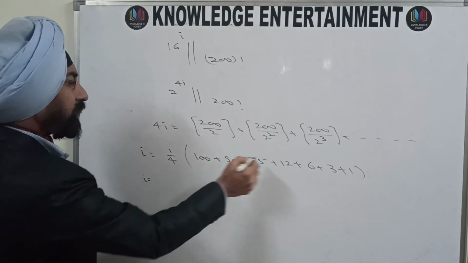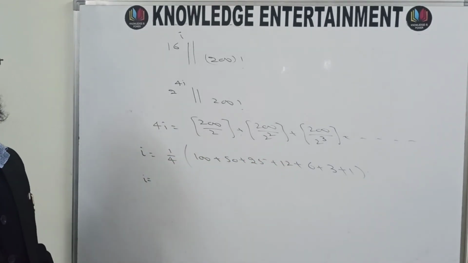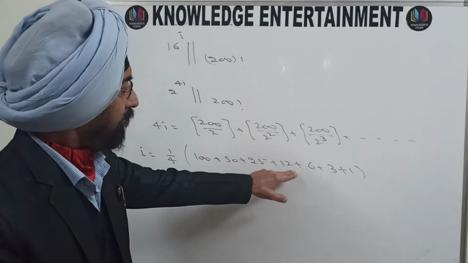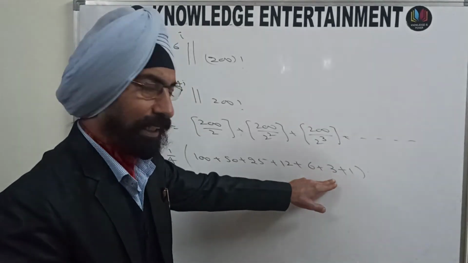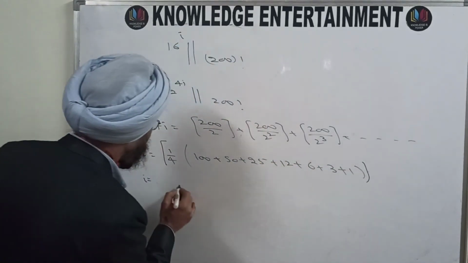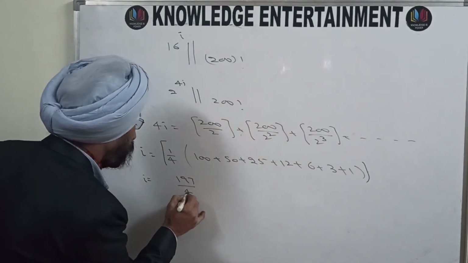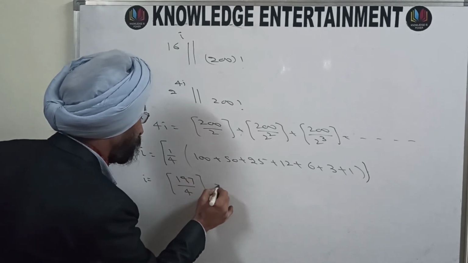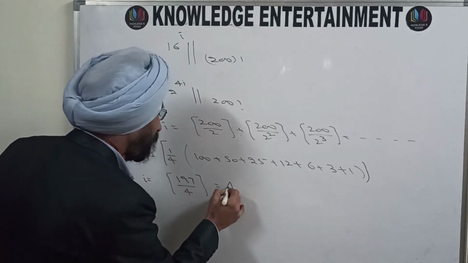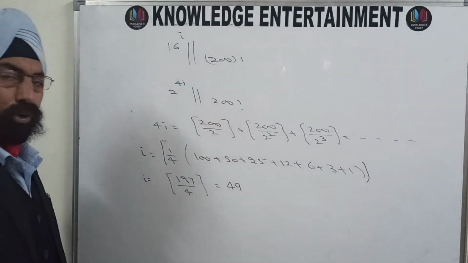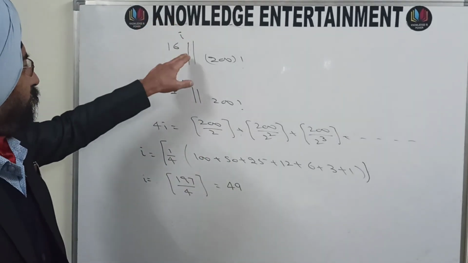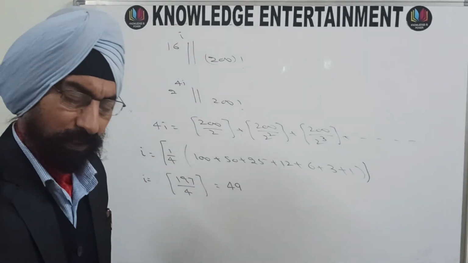Once again, if it is not completely divisible, you will have to take the integral part. This is 150, 175, 187, 193, 196, 197. So you will have to take the greatest integer part. It is 197 upon 4 and then box. So what it is equal to? I think it is 49. Yes, it is 49. So I is 49. So maximum 49 powers of 16 will divide 200 factorial.